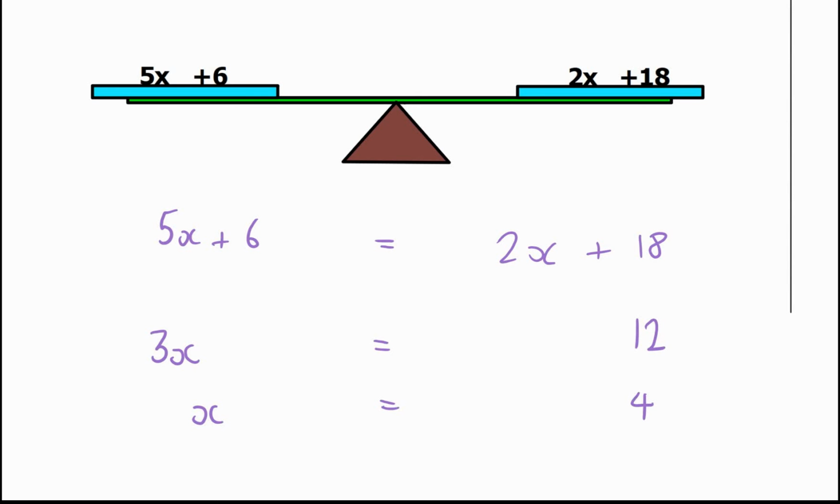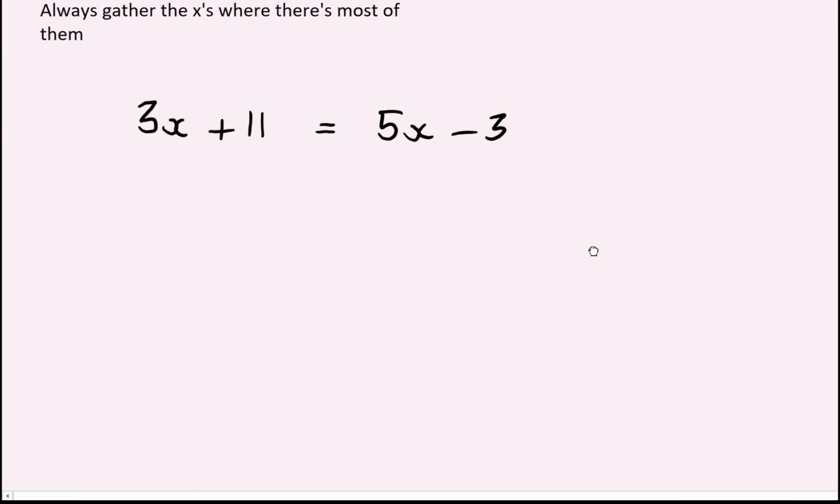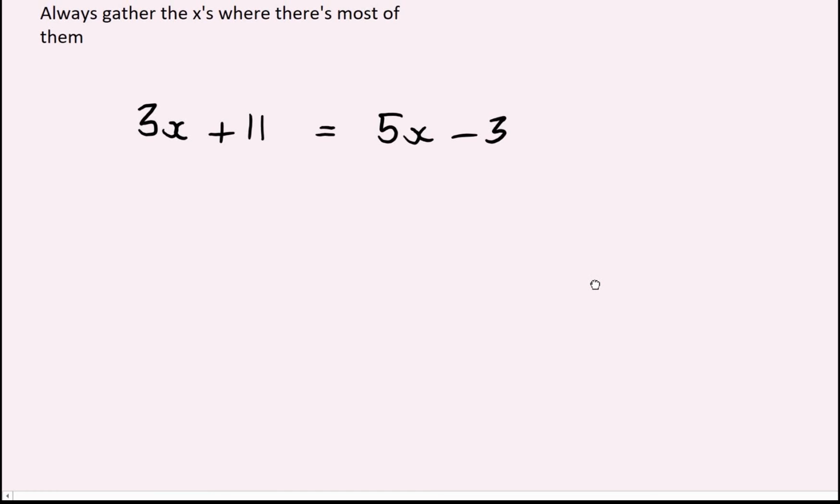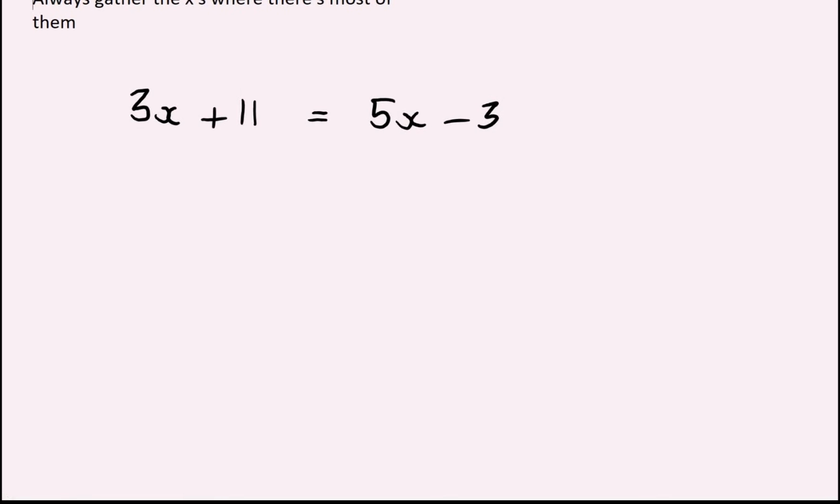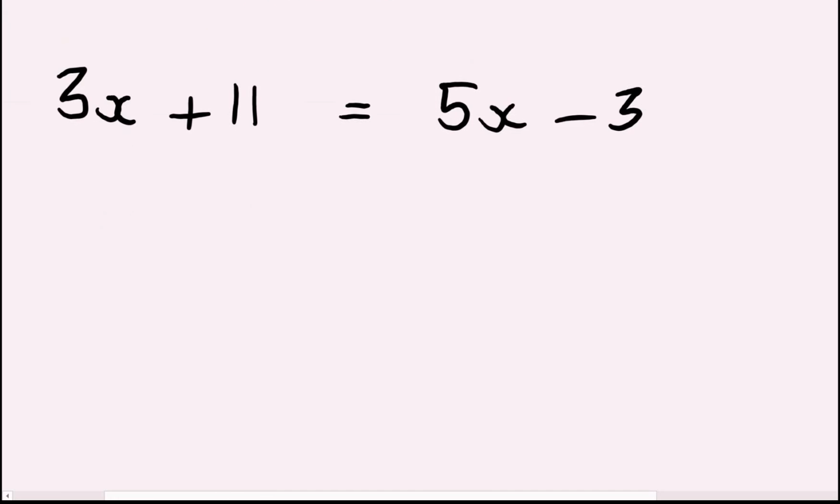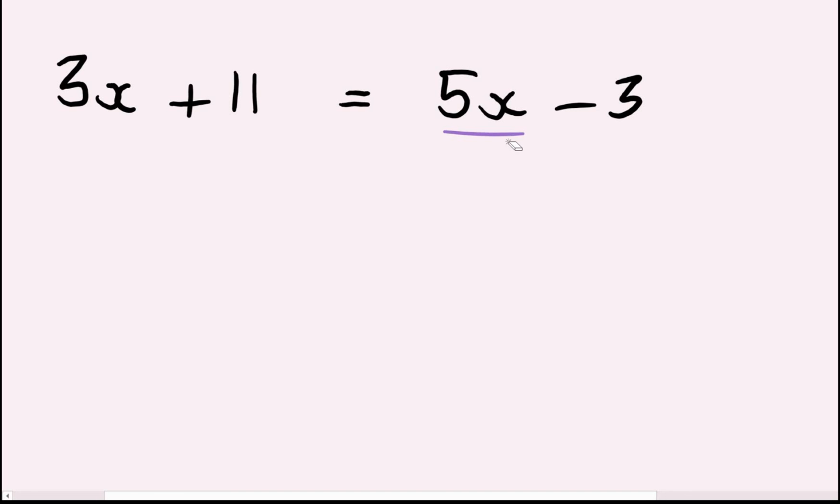On to the kind of questions you actually see. Remember the golden rule: you always want to go for the x's where there's the most of them. So in this question, we have the most x's here. I want to get rid of these x's, so all my x's are on this side. The opposite of 3x is minus 3x, so I need to take away 3x from 5x. If I do that, that's going to tell me 11 equals 2x minus 3.